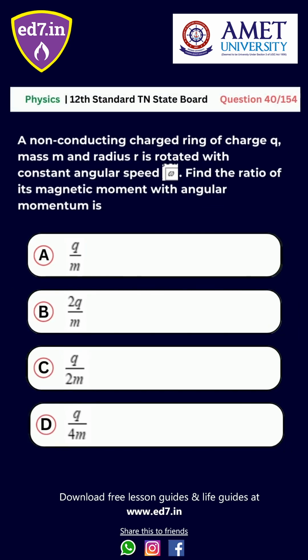Question number 40. A non-conducting charged ring carrying a charge of Q, mass M, and radius R is rotated about its axis with constant angular speed omega. Find the ratio of its magnetic moment with angular momentum. Option A, Q by M; B, 2Q by M; C, Q by 2M; D, Q by 4M. And the right answer is option C, Q by 2M.